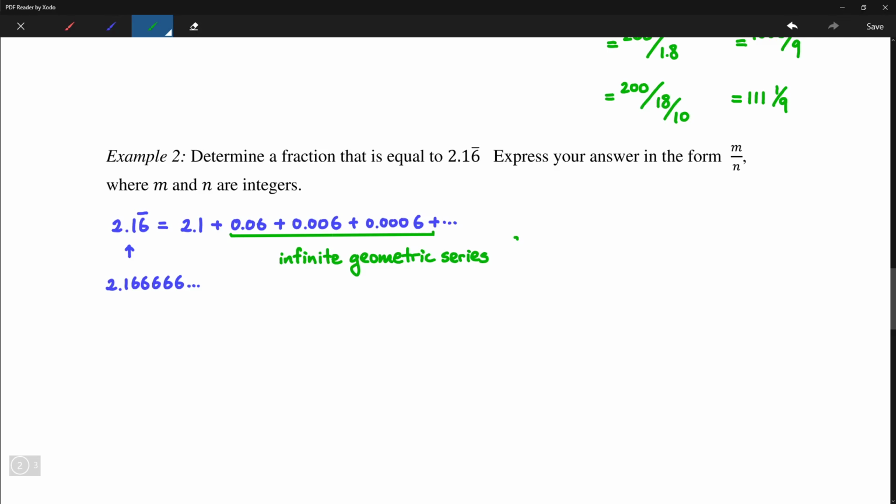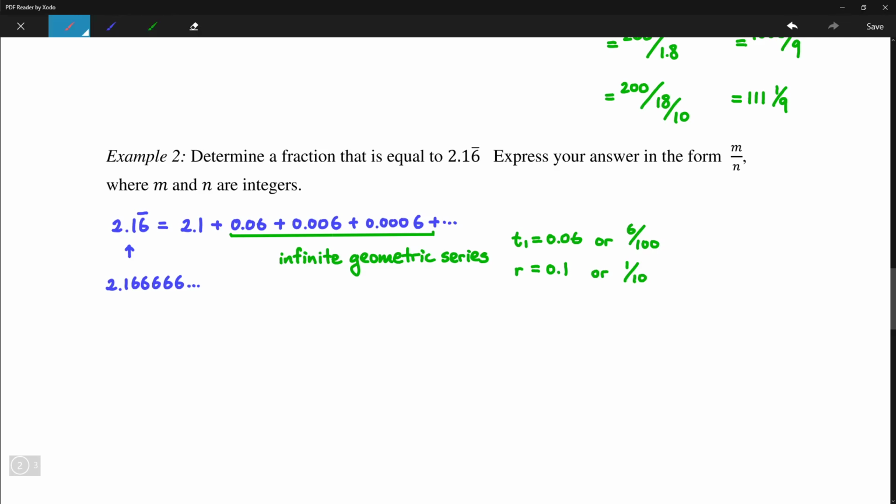Okay, the first term, sorry, use T1, is 0.06, and then the common ratio is 0.1, right? Because we are shifting the 6 one decimal place to the right every subsequent term. Okay. Now, since we are applying the formula, it might be easier to write these as fractions. So the first term, of course, is 6 over 100, and 0.1 is 1 over 10.